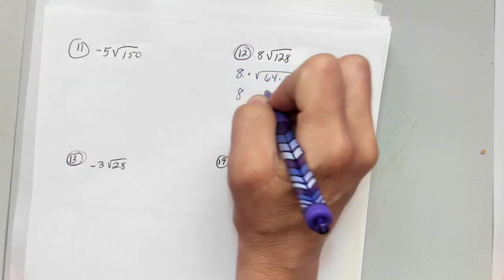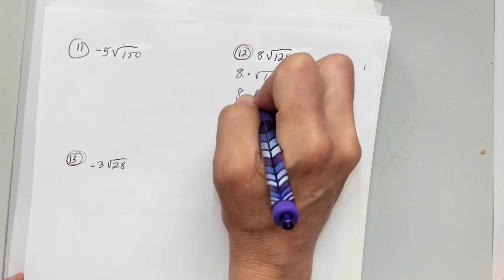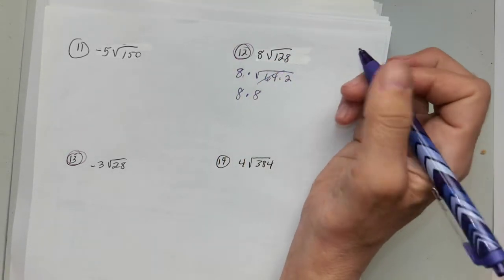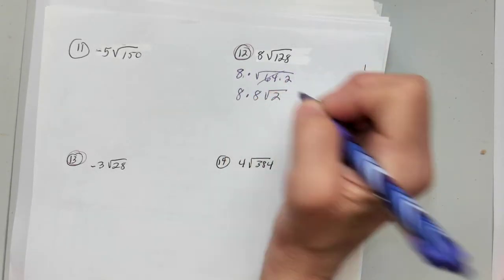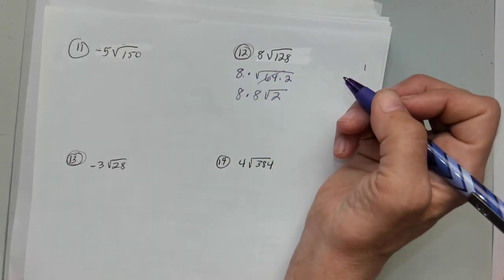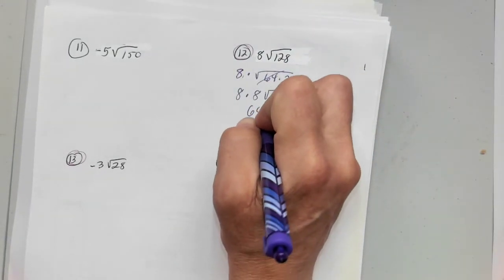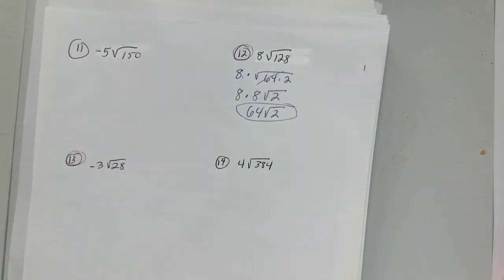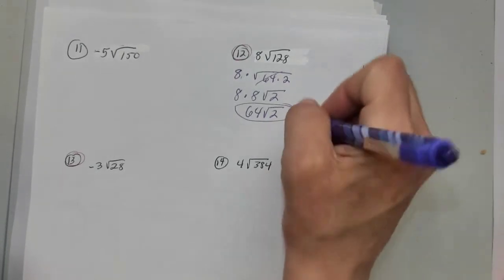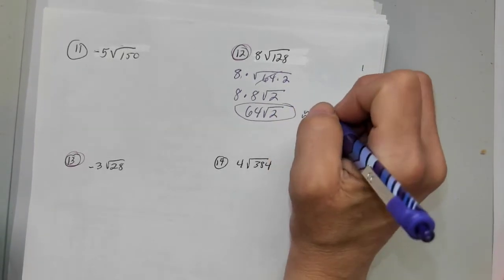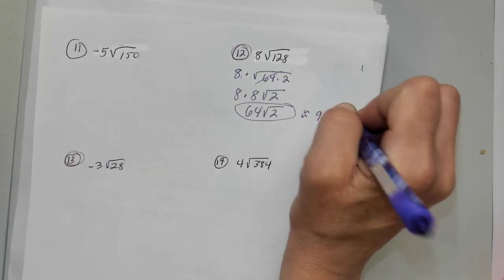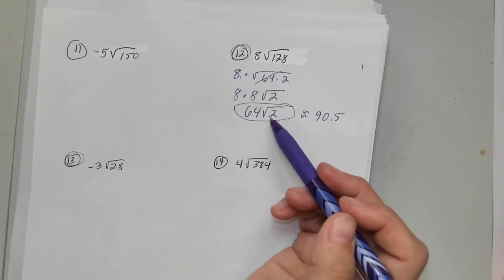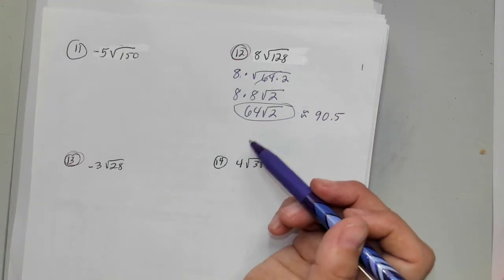So leave the 8. 64 is 8 times 8, so an 8 comes out of that square root of 64. And the leftover is 2. It's a prime number, can't be factored. That stays under the radical sign. So 8 times the square root of 2 is your final answer for your simplified radical. Again, if you need to have it rounded off, your rounded answer would be about 90.5. So be careful. This is what you'll do on your homework for tomorrow.